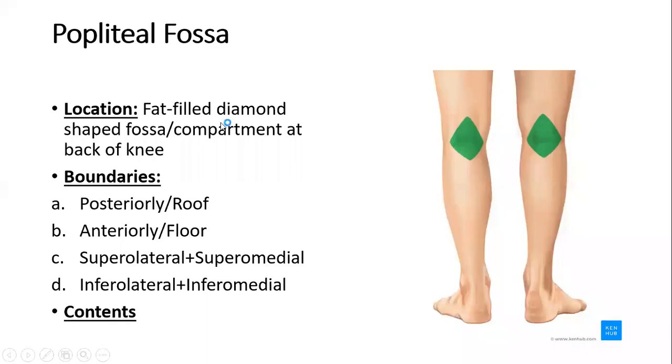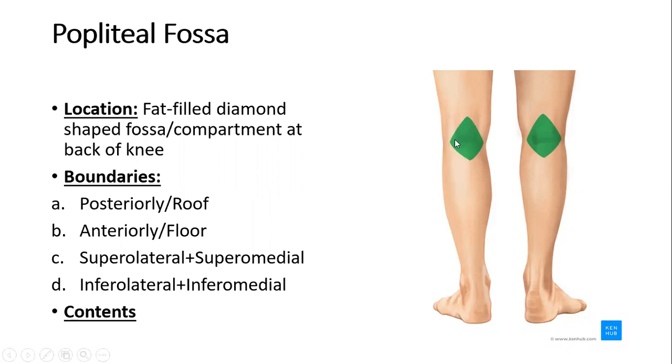Today's topic is popliteal fossa. Popliteal fossa is a hollow depression, a diamond-shaped hollow fossa or compartment that is located at the back of the knee in the lower limb. It has boundaries and contents.